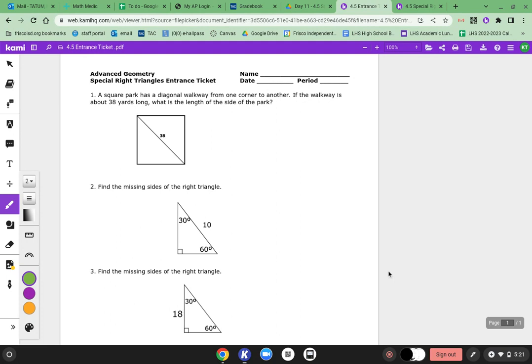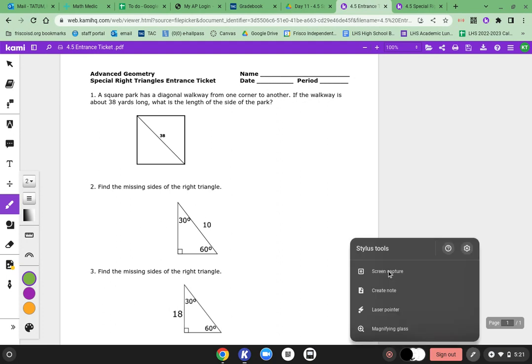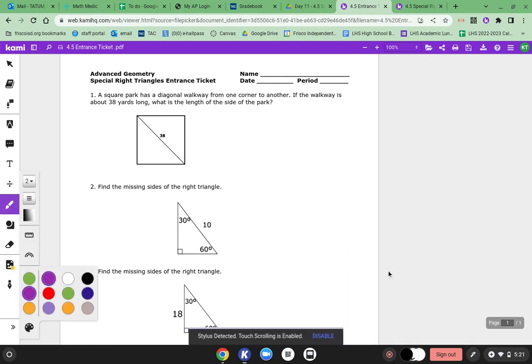Okay, so hopefully you guys have completed your entrance ticket now. So grab out another color of pen or something like that to grade it with. I'm going to have you guys put a score on your own and turn it in today so I can see it when I get back. So let's go ahead and solve these together.